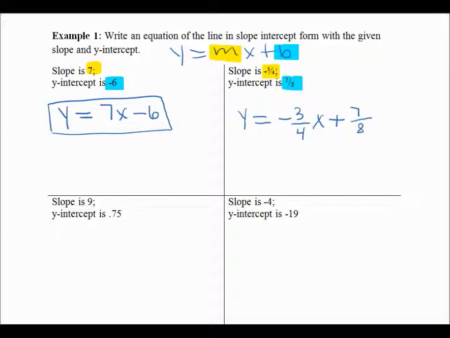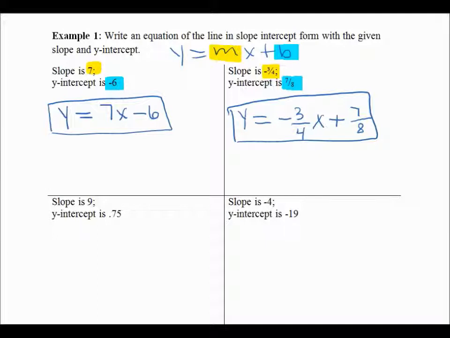Now, a mistake that I would catch students making is that they would forget to put the x in. Now, if they did it one time, okay, you just overlooked it. But if they continue to do it, that means you really don't understand what you're doing. You're writing an equation of a line. You have to have the y and the x. You're putting it in slope-intercept form, so that's what it should look like.